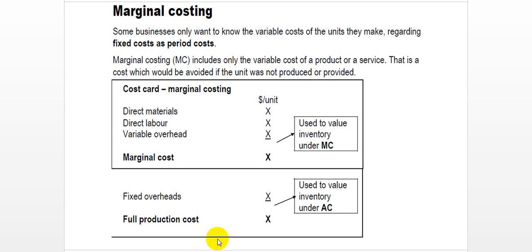And absorption costing is the full production cost per unit, which includes the fixed overhead. That's the one which is used to value inventory. So you can tell just from this that when you're valuing inventory under marginal costing, the value of that inventory will be different from the value if it's being valued under absorption costing.